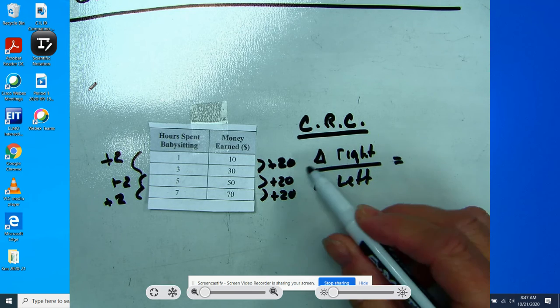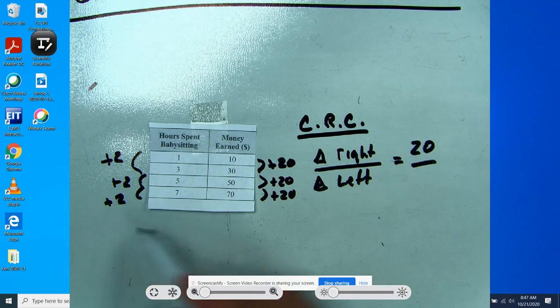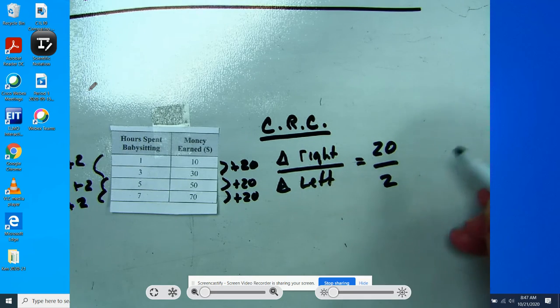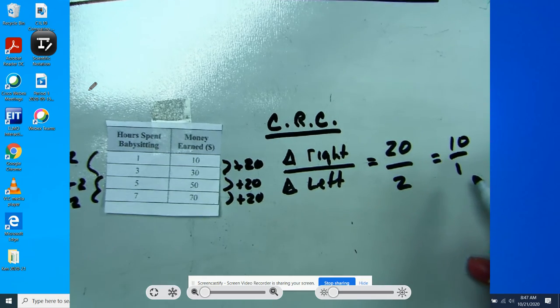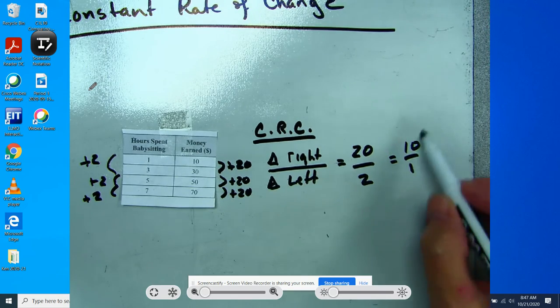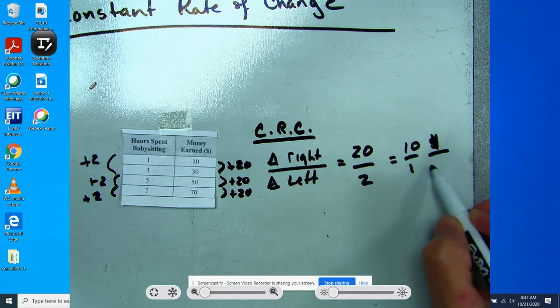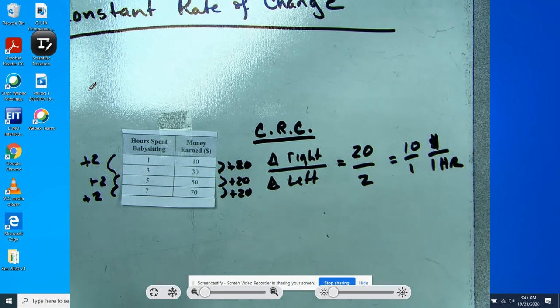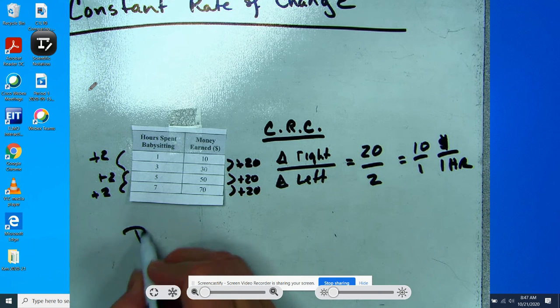So our change on the right would be 20. Our change on the left would be 2. And 20 divided by 2 is 10 over 1. Now the story this is telling us is that our babysitter earns $10 per 1 hour, or $10 per hour. That's the story. Okay, now do we want to know if this is a proportional relationship?